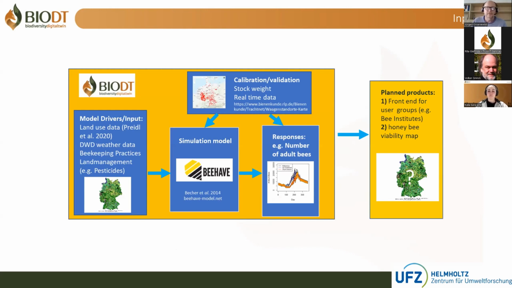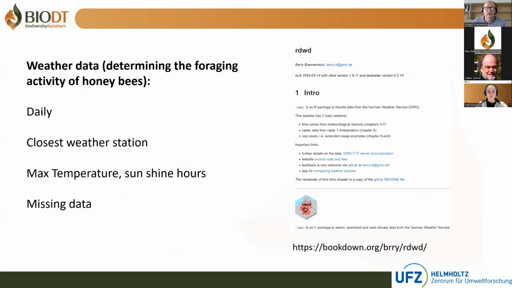Some words on the input data. Weather, Volker mentioned that already. Weather is very important in this context because it determines the foraging activity of honeybees. We do not consider weather in any other context. We need weather on a daily resolution. We choose whatever the user is choosing as a location, and we choose the nearest weather station of the German weather service, the DWD. We need the variables maximum temperature, daily temperature, and the sunshine hours to determine the flight activity of bees.